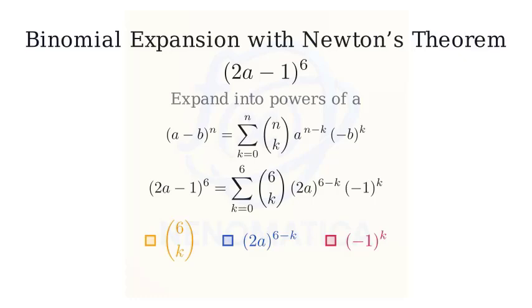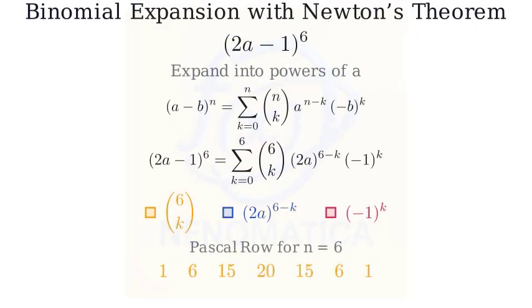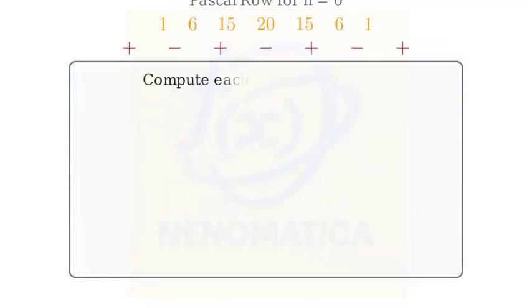The coefficients, 6 choose k, come from Pascal's triangle row 6. Those are 1, 6, 15, 20, 15, 6, and 1. The factor negative 1 to the k alternates the signs, plus, minus, and so on. Now we compute each term. For each k, take the binomial coefficient, the power of 2i, and the sign from negative 1 to the k. We will simplify and collect the powers of i.